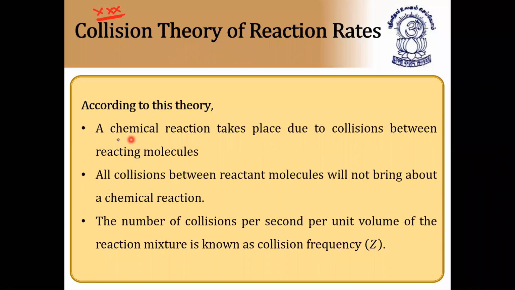According to this theory, a chemical reaction takes place due to collisions between the reacting molecules. First point. This is already clear from Arrhenius theory also, we know that a chemical reaction always takes place due to collisions between the reacting molecules. All collisions between reactant molecules will not bring about a chemical reaction, because only after attaining the threshold energy are the reactant molecules able to form products.